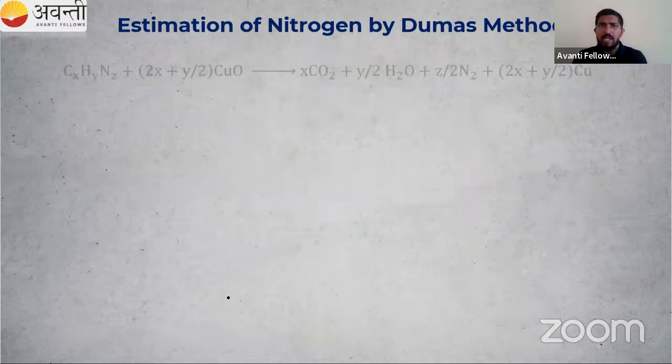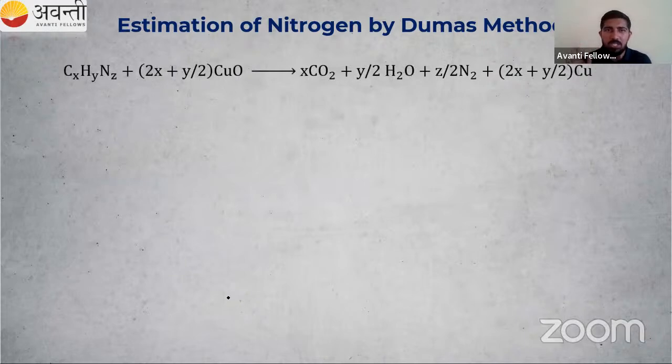So let us calculate the percentage. This is the equation: X, Y, Z. So this is 2X. Here we have X, then X CO2 is formed. Here we have Y, suppose 4. Then what about H2O formed? 4 by 2. So this is a balanced equation.